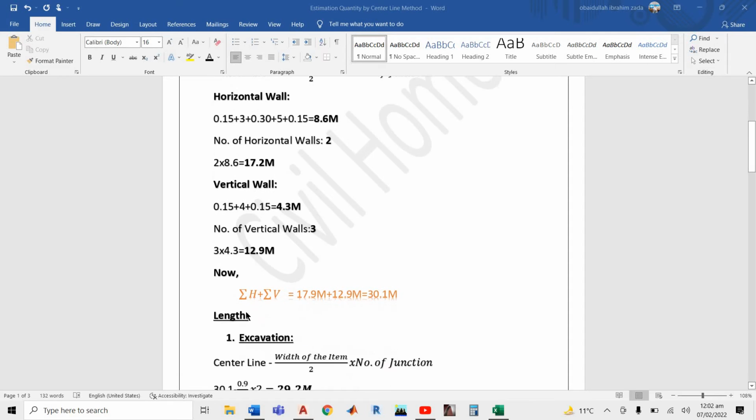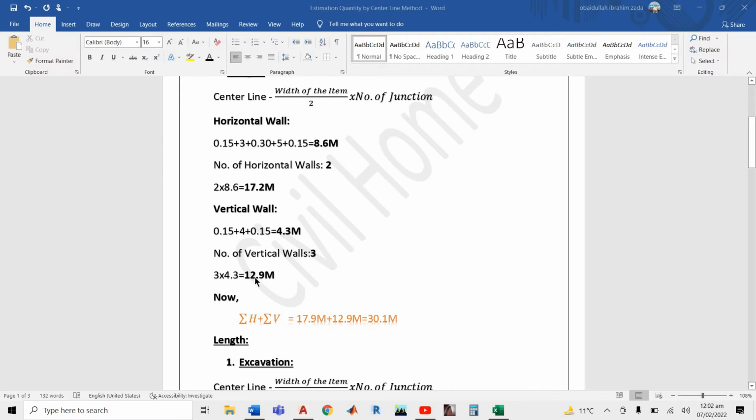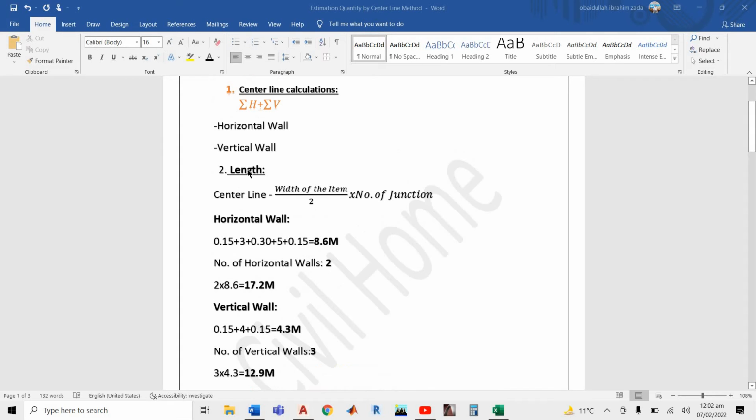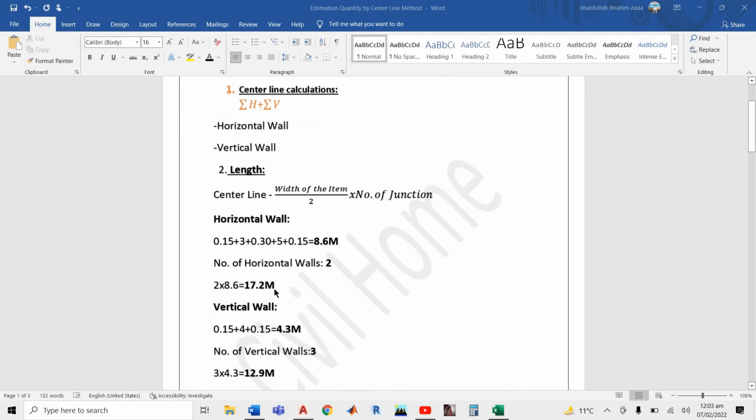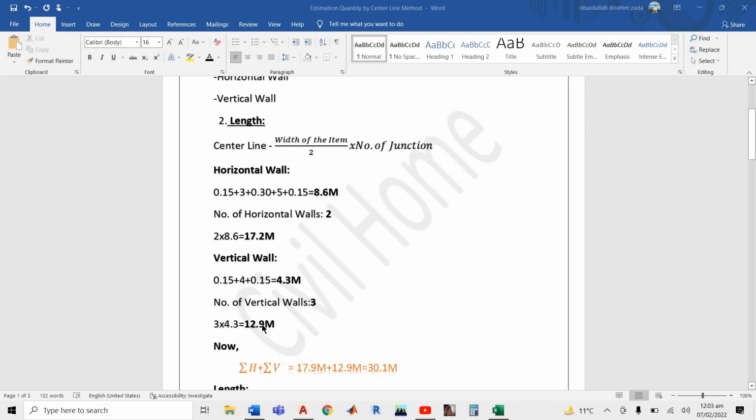Now the method is important, not the calculation, because it's not a mathematics class, it's a summation class. So now we found the sum of the vertical walls, 12.9, and the sum of the horizontal walls, 17.2. Now how can we find the total center line in the horizontal and vertical walls? Sum of horizontal walls plus sum of vertical walls. Now 17.2 plus 12.9, we have to sum.